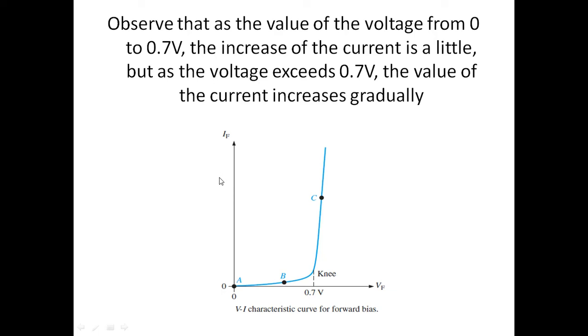Ibig sabihin, yung ina-apply nating voltage is positive, from 0 to a positive voltage. What if naman ang i-apply kong voltage across the diode is from 0 to negative? Or in short, i-reverse bias naman natin ngayon.